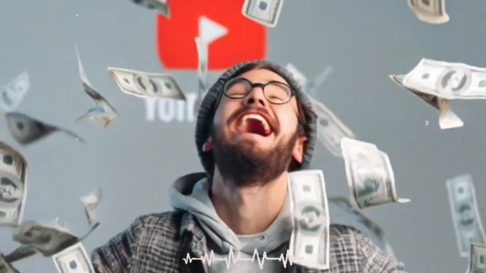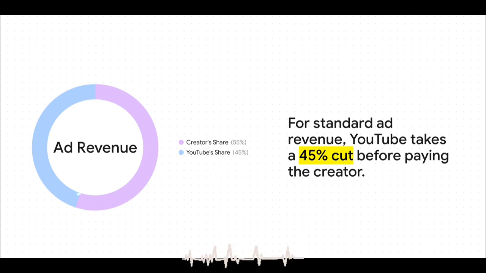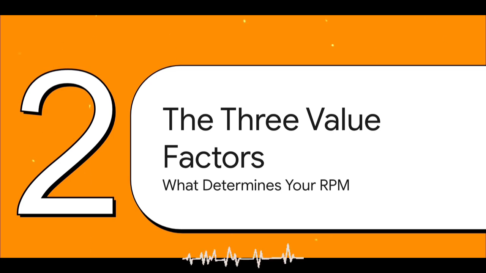So just how big is YouTube's slice of the pie? Well, here it is. For standard ad revenue, it's a fixed split. You, the creator, get 55% and YouTube takes 45%. That's the deal. Knowing this helps you see how that big CPM number advertisers pay gets whittled down to your actual take-home RPM. Okay, so we know YouTube takes a 45% cut, but that still doesn't explain why one Canadian creator might have an RPM of $5 while another has an RPM of $20. What gives? Well, it turns out there are three main levers that control how valuable your channel is to advertisers.